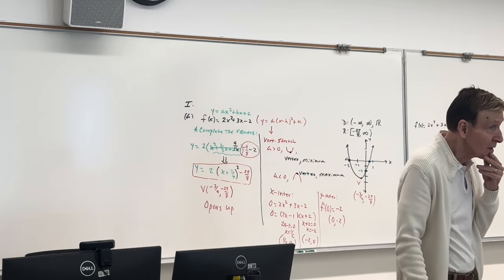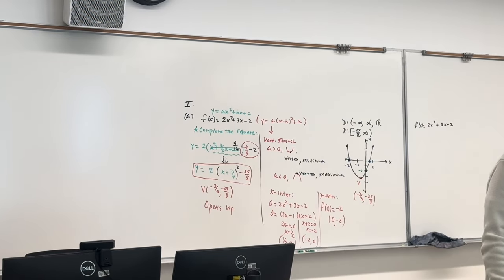There is. So how can I find that vertex and not go through that completion of the square, even though I'm going to ask you to do at least one Friday with the completion of the square?